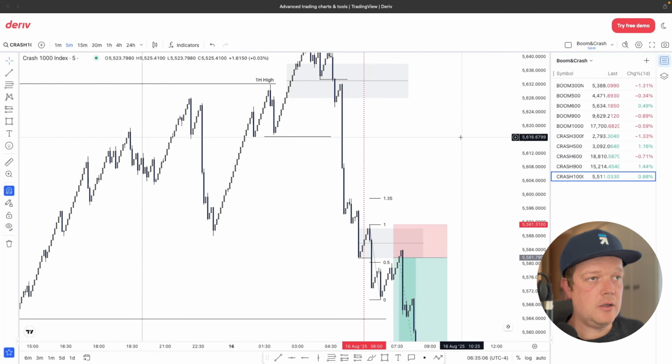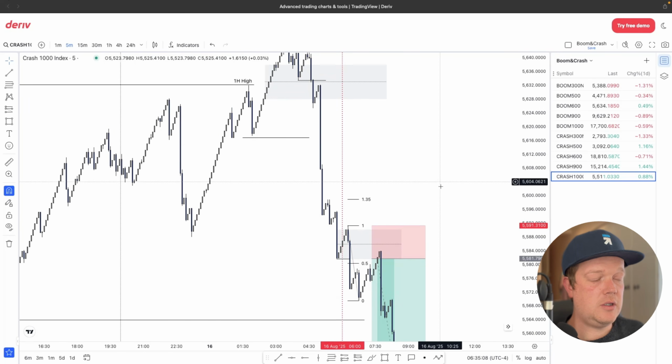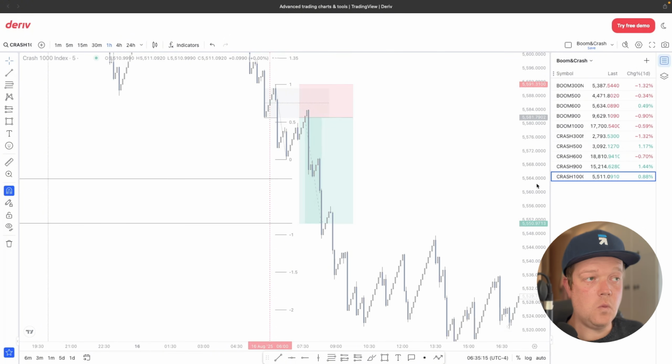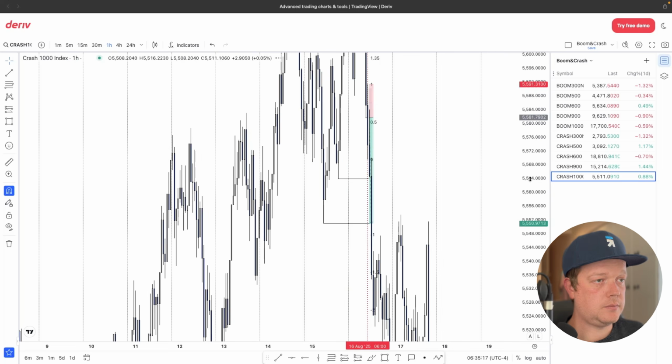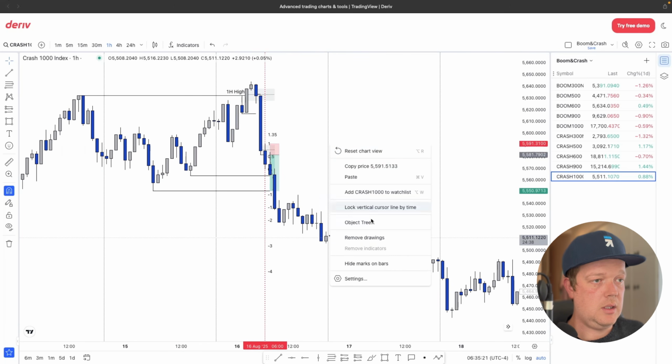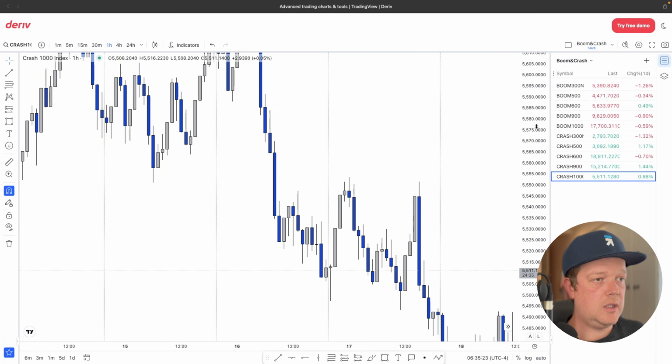So that's how you can look at the market: aggressive entry and more conservative entry. Hope this makes sense. So let's look at one more example. Let's just delete everything. Here we go.